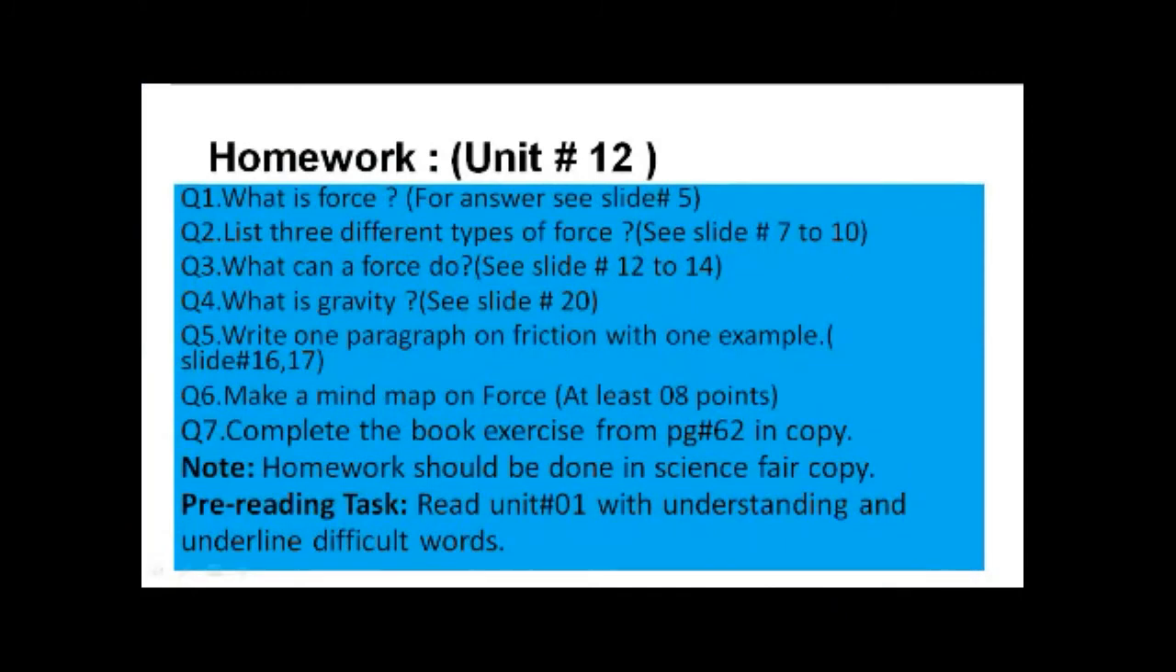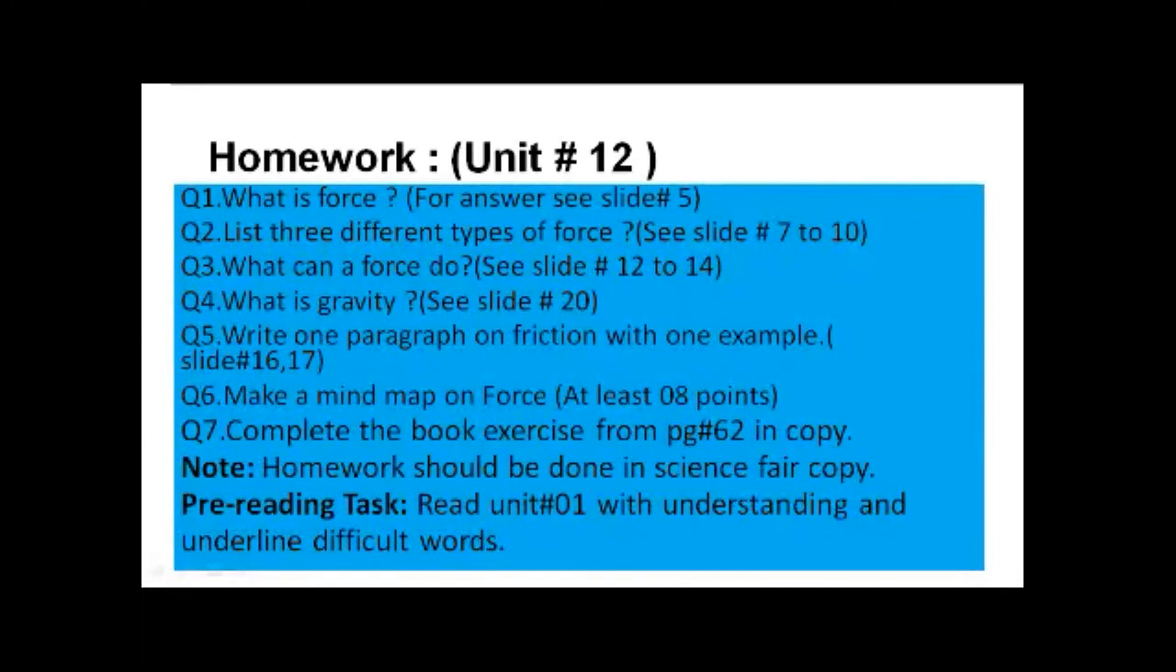Homework. This homework is related to unit number 12, force. Okay, beta? What is force? You know what force is? A push and pull is called force. So question number 1 is what is force? For the answer, see slide number 5.